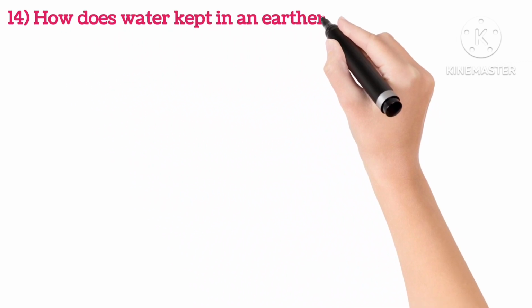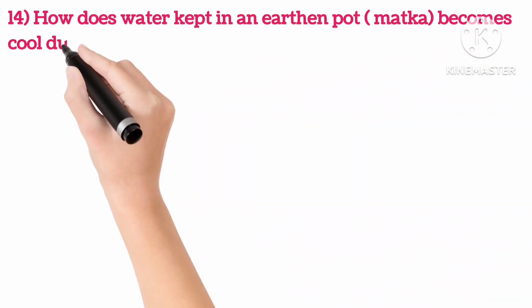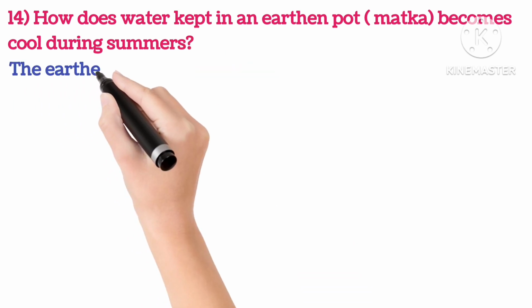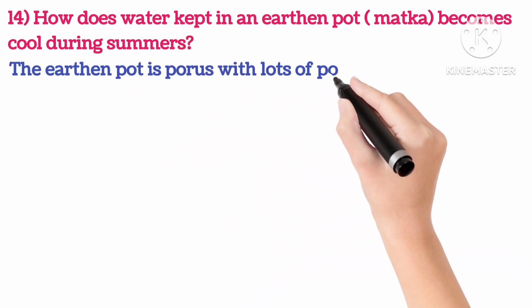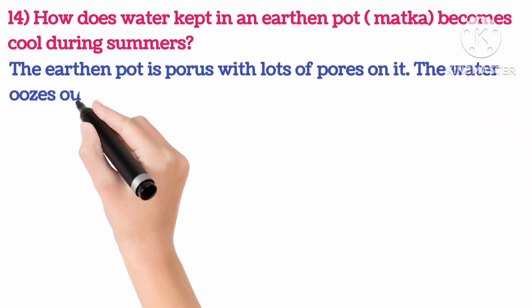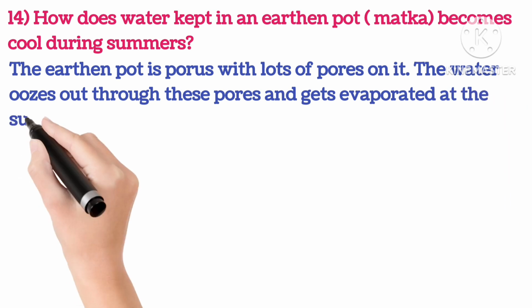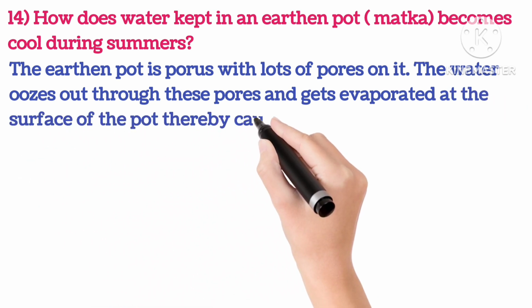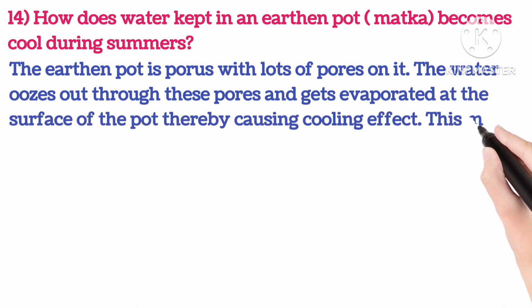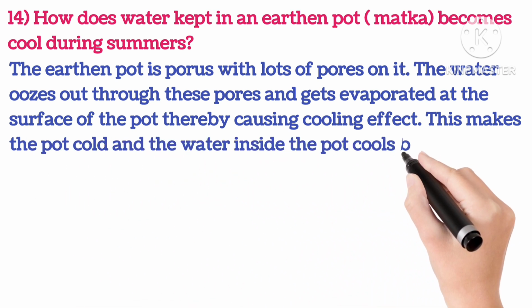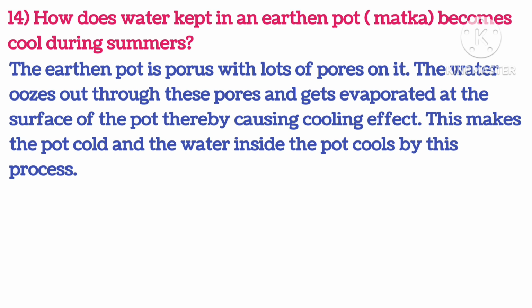How does water kept in an earthen pot become cool during summers? The earthen pot is porous with lots of pores on it. The water oozes out through these pores and gets evaporated at the surface of the pot, thereby causing a cooling effect. This makes the pot cold and the water inside the pot cools by the process.